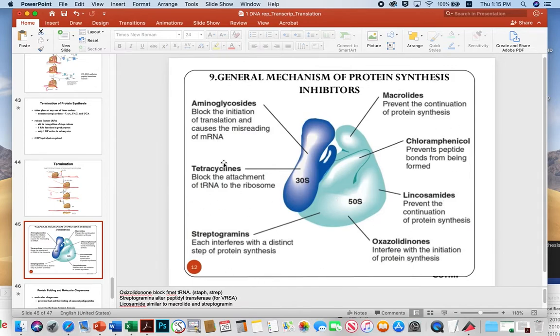Anyway, you don't need to know all these. I just wanted to put that in there. Well, actually, I do want you to know the mechanism of action of aminoglycosides just binding to the 30S, and tetracyclines binding to the 30S, and lastly, macrolides binding to the 50S.